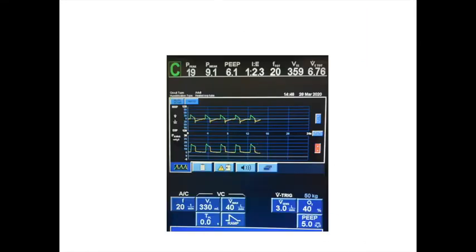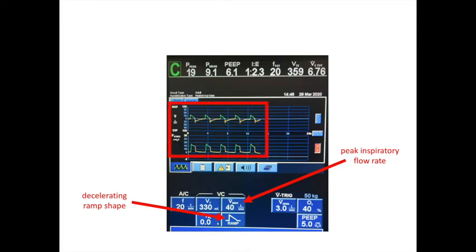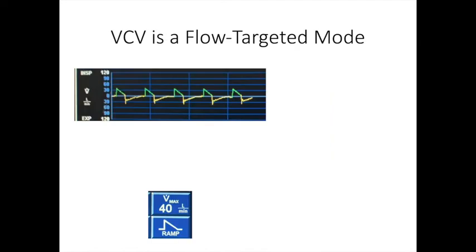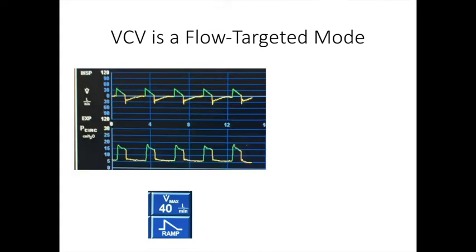Again, this is the screenshot of our ventilator. You can see the decelerating ramp shape of our flow pattern and the peak inspiratory flow rate that is set. Here are the flow and pressure curves on the display of the ventilator. Volume-controlled ventilation is a flow-targeted mode. That means the flow is set by us, and the pressure curve will be determined by the flow pattern and characteristics of the respiratory system.